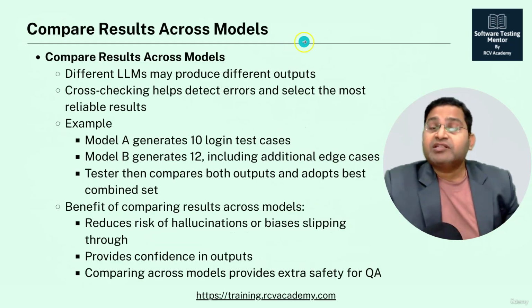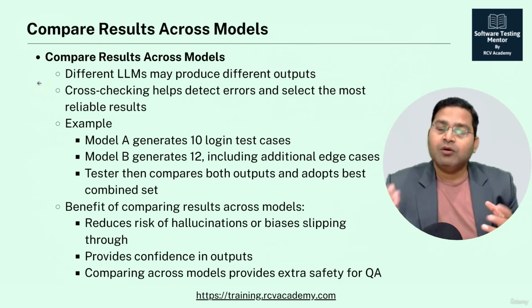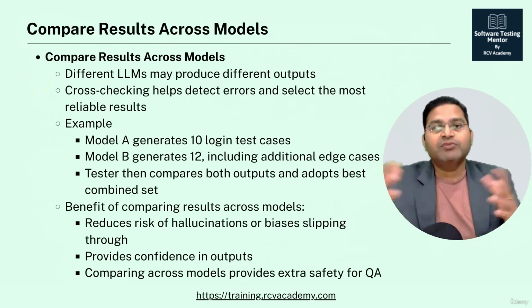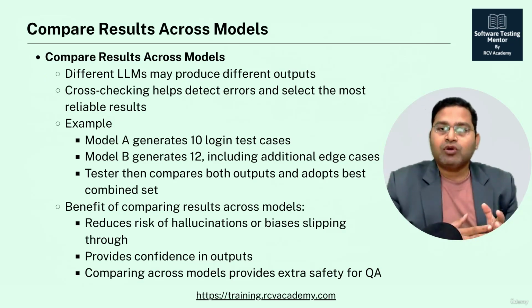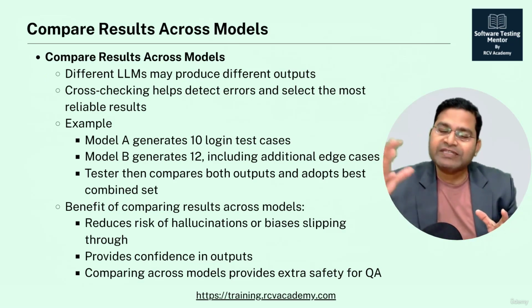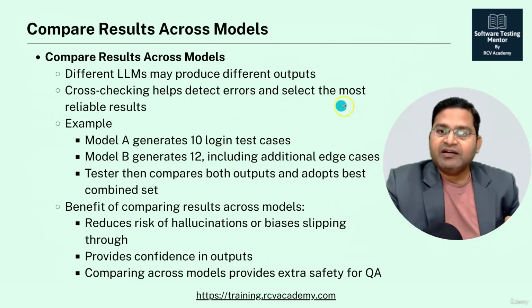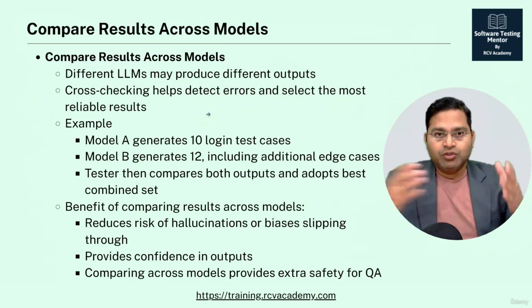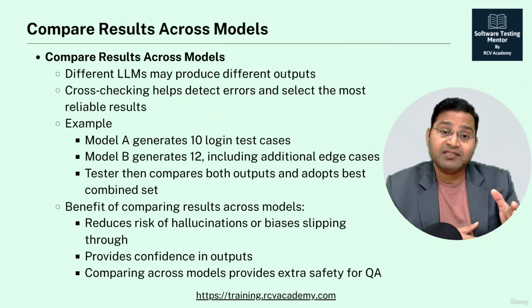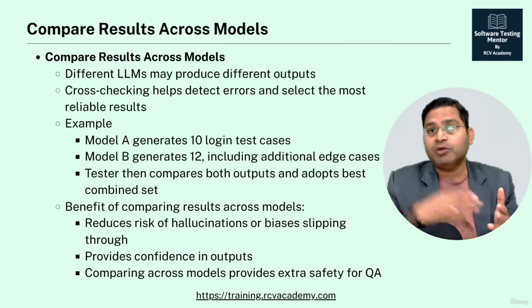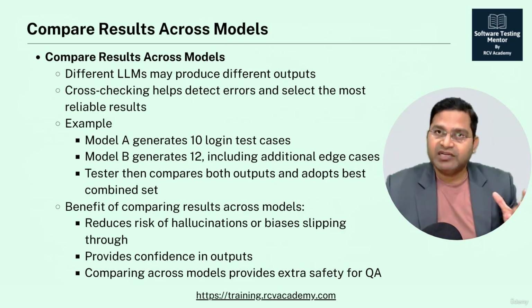Then comparing results across models, that's another very important thing. You do not rely on only one output, you compare results across different models. For example, one model is providing you certain results, then you cross check those. You run the same prompt with another model, so cross checking will help to detect errors and select the most reliable results. Say one model generated 10 login test cases. You use the same prompt in another model and it generated 12, including additional edge cases.